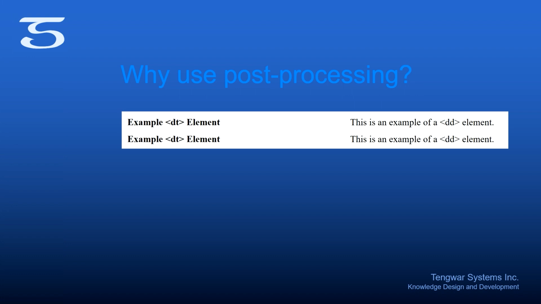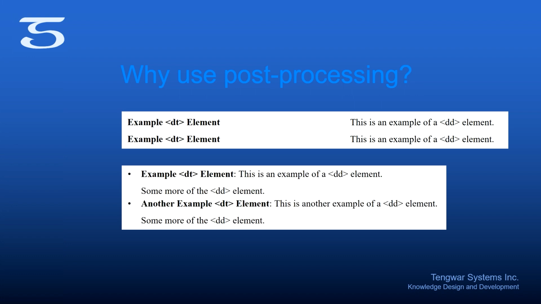And he wanted it to be instead like this: a bulleted list with the term in bold at the beginning, followed by a colon. So the publishing would have to insert the colon, then the content of the first following element, which is usually a paragraph. And then if there's more content to the DD element, it would be rendered below. And he wanted this kind of styling for both the PDF and the HTML outputs.